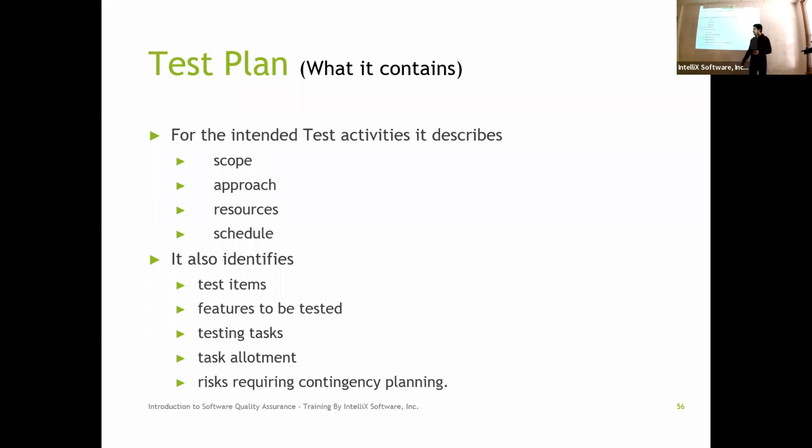It also starts identifying, at a high level, what the features are. That goes back to the scope. Am I doing functional, non-functional, or both? Even within functional, am I doing everything or testing only certain features? What are the tasks? What is the allotment? More important, it also identifies what the risks are that require a contingency plan.